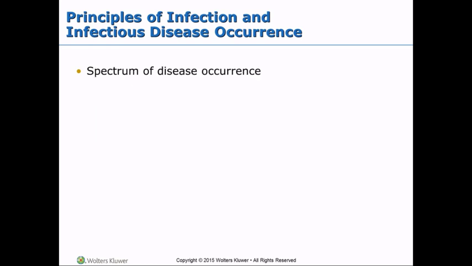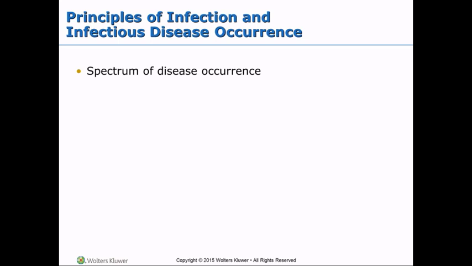There are different terms to describe the spectrum of disease occurrence. Think back to epidemiology once more. Remember the terms incidence and prevalence. When looking at populations, control of infectious diseases requires identifying and monitoring the occurrence of new cases of the disease in the population, or the incidence rate.